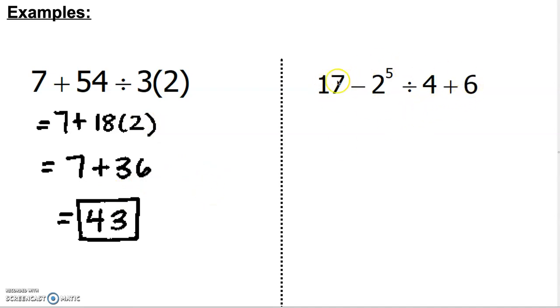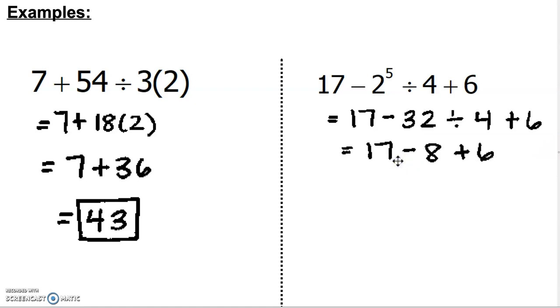All right, in this next one, notice we have an exponent here, we have division, and we have subtraction and addition. We don't have any grouping symbols here, so we can move on to exponents. Notice we have negative 2 to the 5th, or minus 2 to the 5th. So we have 17 minus 2 to the 5th power, which is 32, and then bring down the rest, divided by 4 plus 6. We're done with exponents, and so next we move on to multiplication and division. The part we see here is around the division, 32 divided by 4, which is 8.